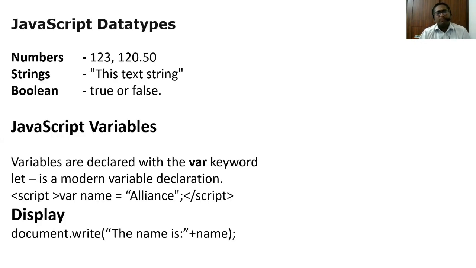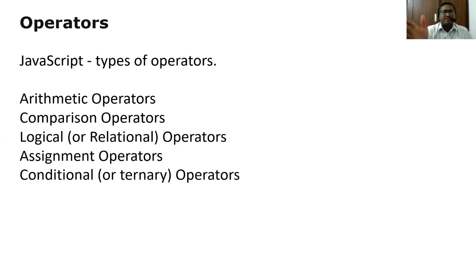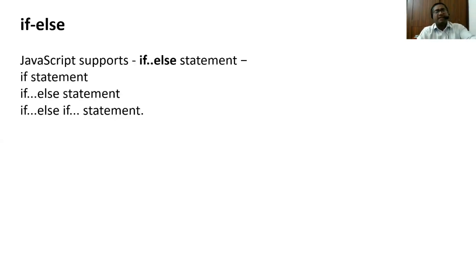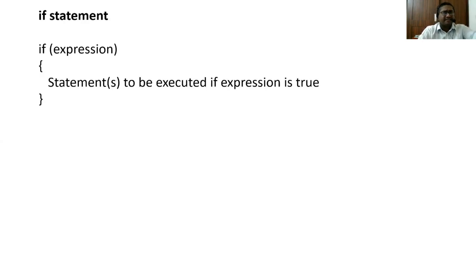JavaScript has number, string, boolean data types. These are common data types. One is called var, another one is called let. For modern variable declaration, we will use let. Otherwise, we will use var, the common variable. Operators we will use, it is like a scripting language, a programming language, an object-based programming language. So in JavaScript: arithmetic, comparison, logical, assignment, conditional operators. If else statement will be there. If else statement, else if ladder, everything we will use.